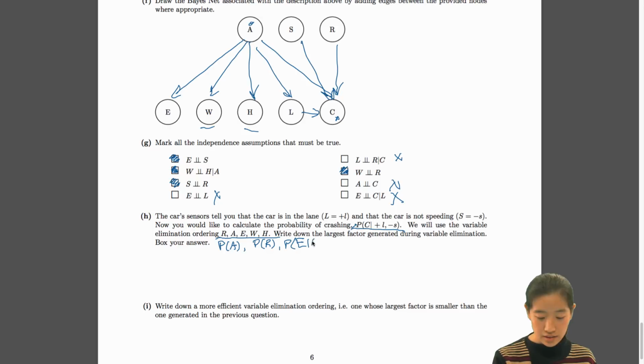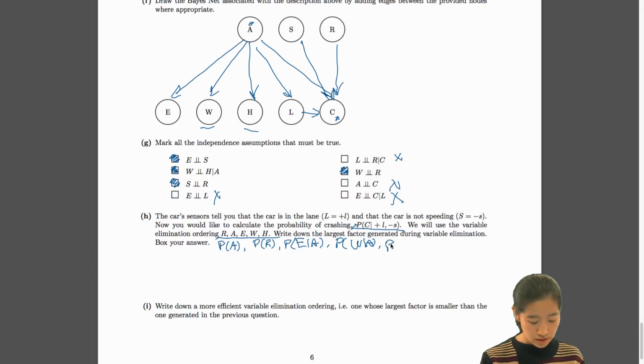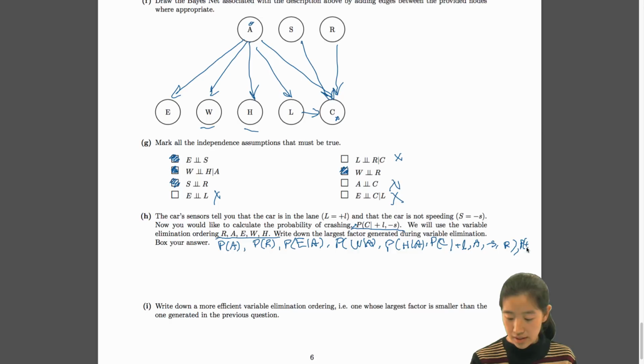We have the probability of E given A, the probability of W given A, the probability of H given A, the probability of C given plus L, A, minus S, and R. Oh, not S, this is C, my mistake. We also know the probability of plus L given A, which in this case, if we already observed this, we don't need. But I'm just going to keep it here for the sake of it.